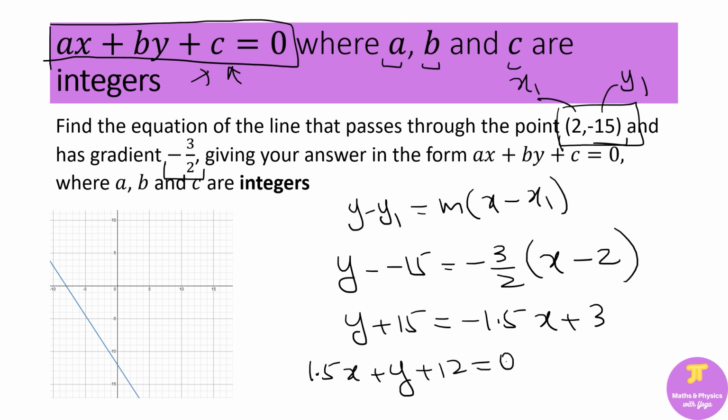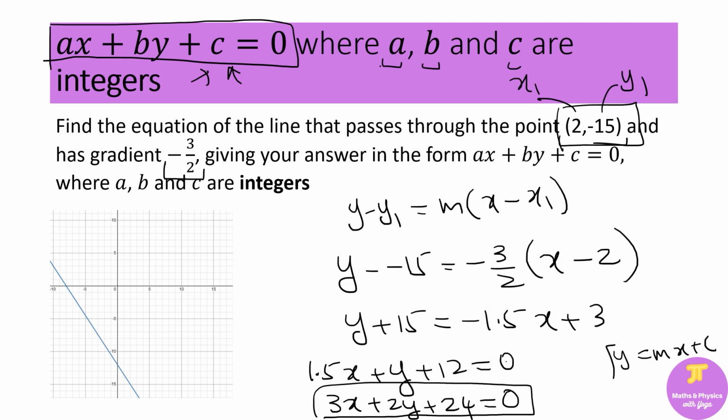But the condition is that a, b, c must be integers. So I'm going to multiply both sides by 2. It's going to be 3x plus 2y plus 24 equals 0, since 0 times 2 is 0. So this is the equation. So the line can be represented in 3 different ways. The second way, y equals mx plus c, is quite a famous one, but nevertheless you can represent the line using one of the 3 techniques.